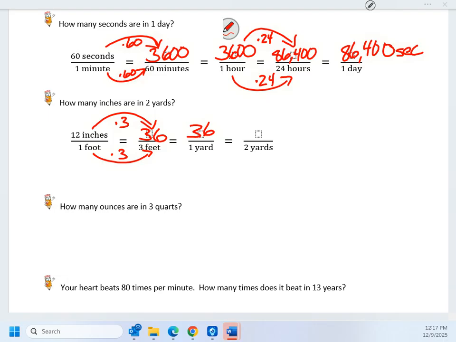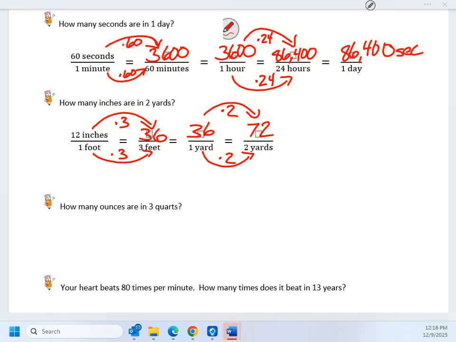If you multiply 1 yard by 2 and then 36... Yeah, from 1 yard to 2 yards, I'm multiplying it by 2. 36 times 2 is what? Finish this off, Colin. 72. Okay? Go step by step.